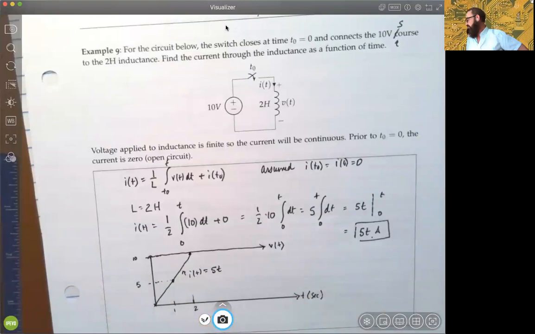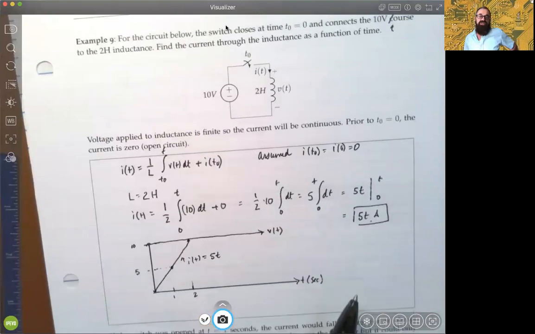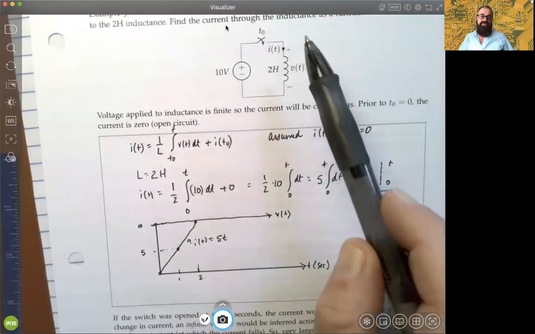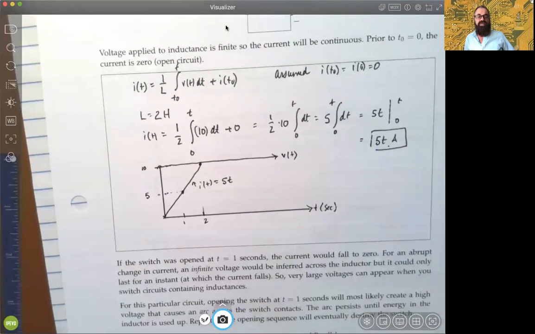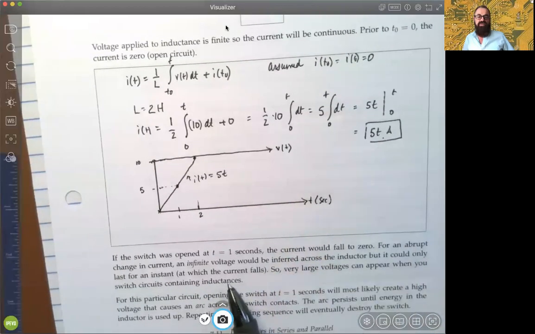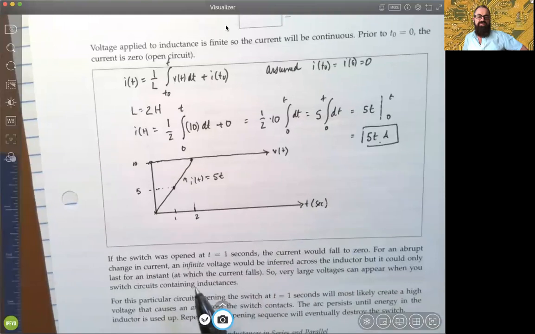Now, interesting enough, if we go below here, the same problem, if the switch was opened at 1 second, the current would fall to 0. So for an abrupt change, in other words, someone just accidentally flipped the switch and it was off after a second, that would be a very abrupt change. And typically what happens is we think of infinite voltage being induced across the inductor because it's so quick, but it could only last for an instant.